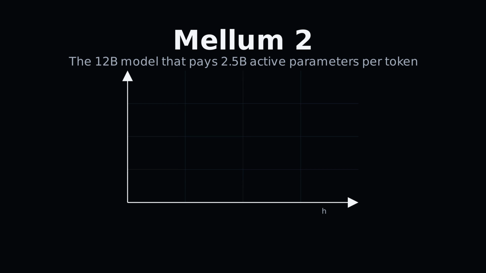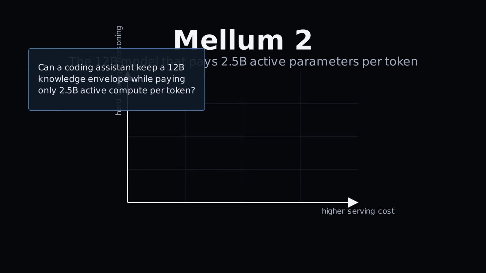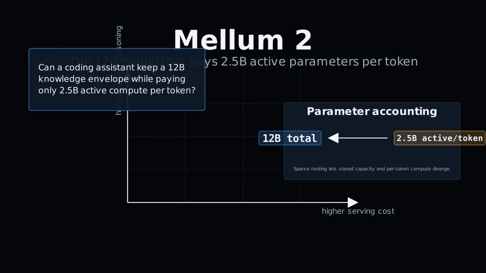The Mellum 2 paper is not just asking whether a coding model can be accurate. It asks a harder deployment question. Can a model keep a 12 billion parameter knowledge envelope, but pay only about 2.5 billion active parameters for each token?